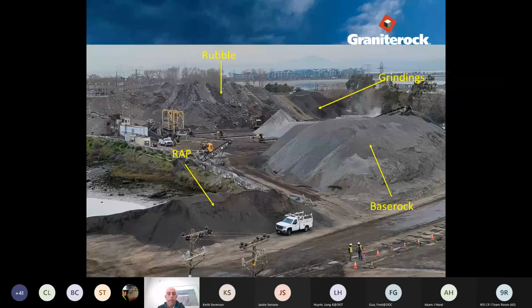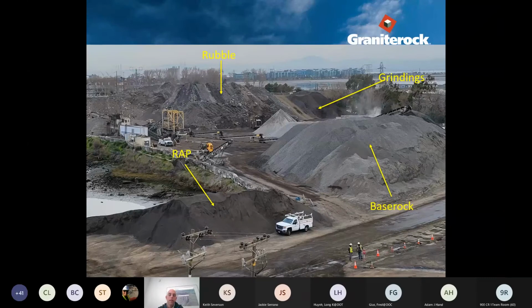So here's a picture of our site in Redwood City. And what you can see, I just want to kind of give you some scale. If you look in the back, there's that big rubble pile. And that pile of rubble there, just for some scale to you, is probably around 200,000 tons. And if you look on the right, the dark patch in the back, that's the grindings that come in. And then in the front, there's finished RAP, and then there's what we make of base rock.